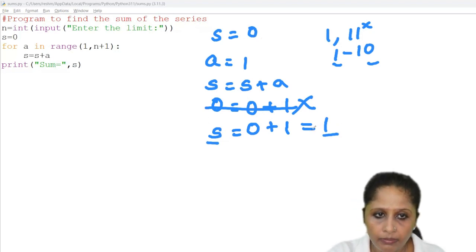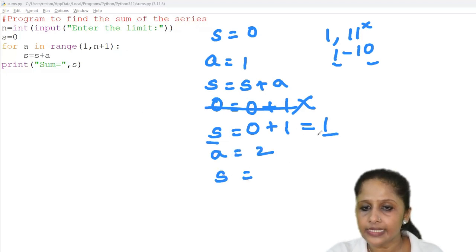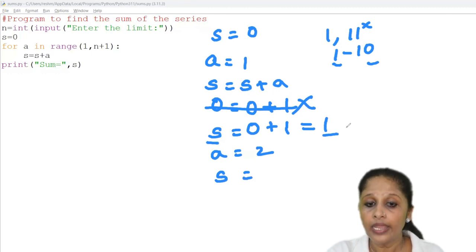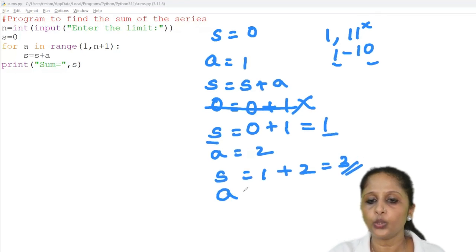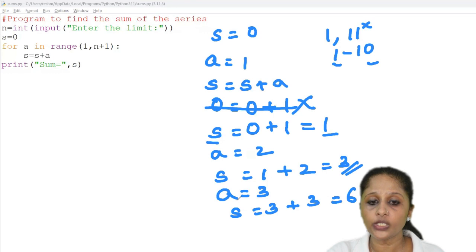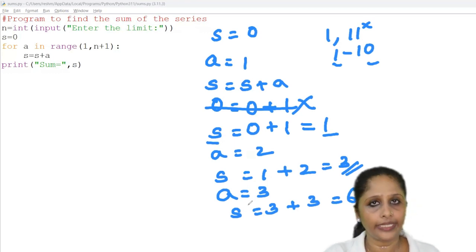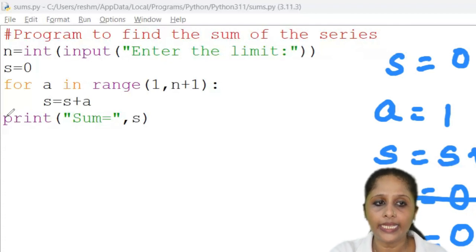Now it is going back and a gets the value 2. Then s equal to s plus a. So now what is the value of s? See, the new value of s is 1 plus a equal to 2, so you will get 3. Then again it goes back and a gets the value 3, s is equal to this 3 plus the value of a, that is 3 plus 3, 6. So like this it executes till a equal to 10. Then after executing all these operations, then only it comes out of the loop and does this operation.